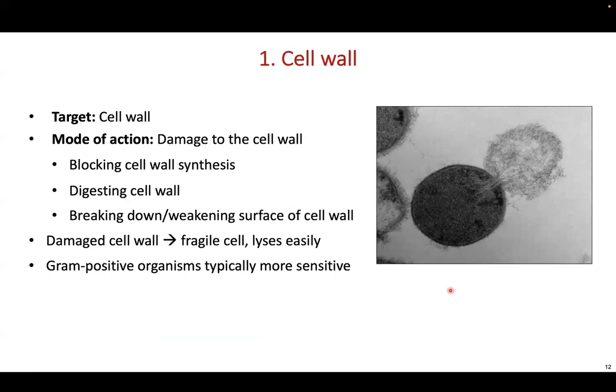So to take the first one into consideration, which is the cell wall, we've discussed most of this in last class. But basically, you have an agent that is targeting the cell wall, and the mode of action basically is to damage the cell wall by blocking cell wall synthesis or digesting the cell wall or breaking down or weakening the surface of the cell wall. And the whole point is to either make the cell wall fragile or just slice through it. And as you can see in this picture, the cell was disrupted and it's sliced, and everything within the bacterial cell is just coming outside. And this is more sensitive or potent in gram-positive organisms. Typically, these are agents which are used for this organism.